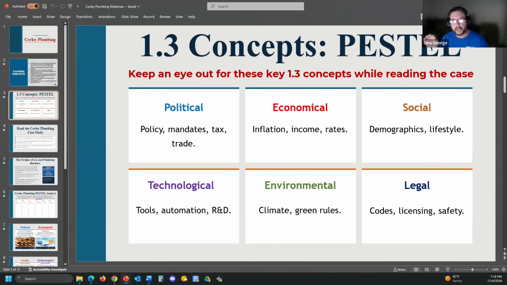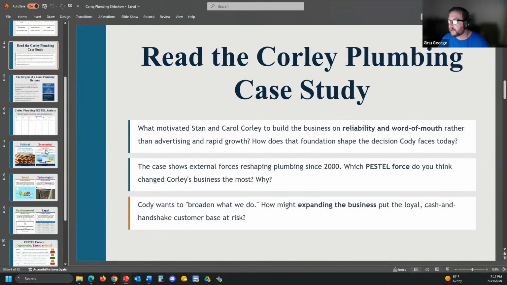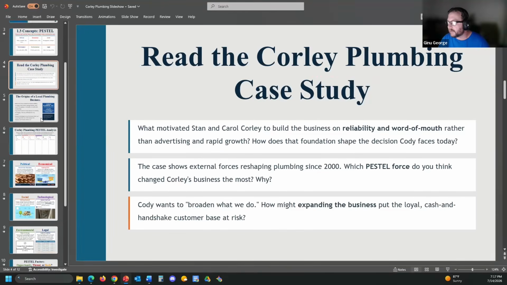I'm not going to give you one to read this week because College Board hasn't published the case yet, so I've put it together as best I can without the actual publication. Make sure we're keeping our Pestel glasses on. We're looking specifically at how local trade compliance, rising material costs, and changing consumer tastes act as macroeconomic pressure on a small local company like Corley Plumbing.